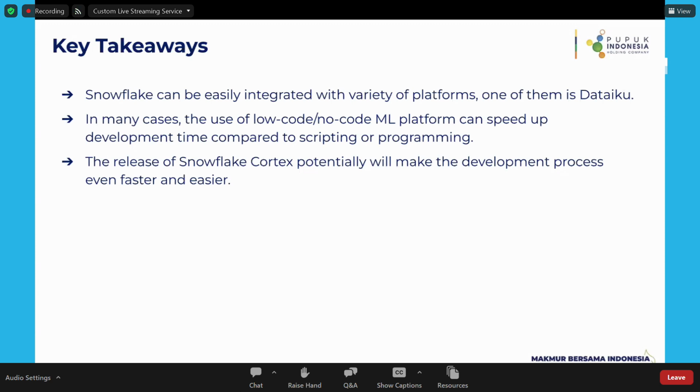Then the last one is the release of Snowflake Cortex, which can potentially make the development process even faster and easier. In the next phase, we will try to explore and evaluate the Snowflake Cortex anomaly detection model out of the box, and compare it with our current approach. I think it can significantly simplify the development and make it faster and easier.